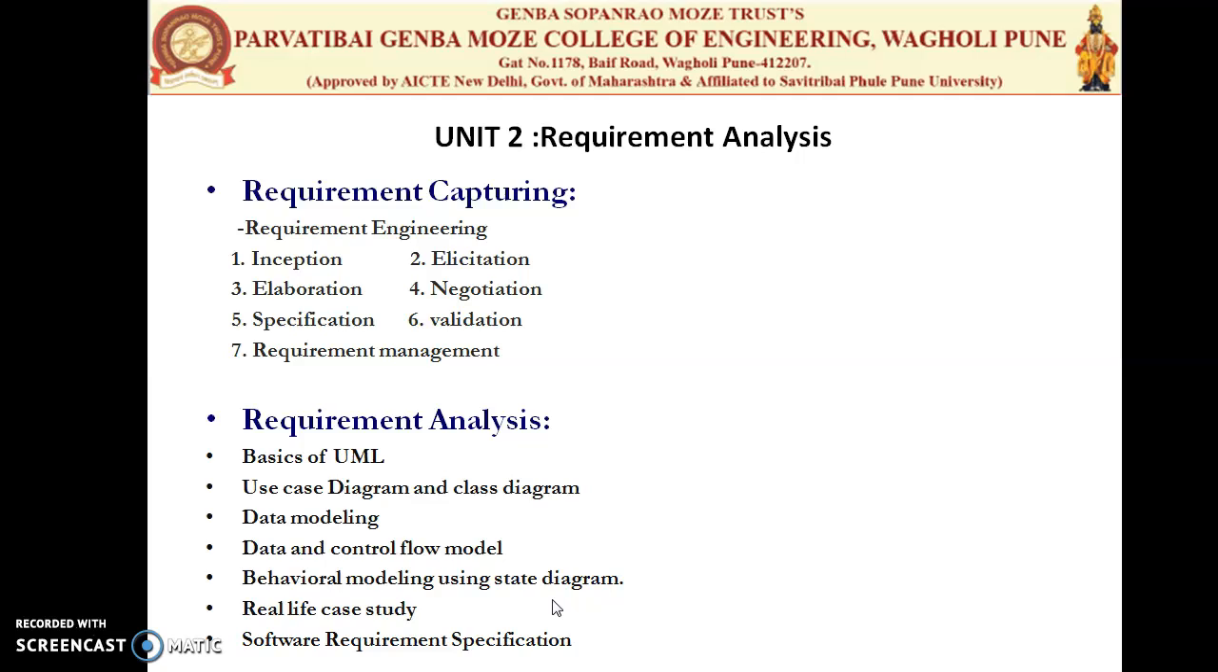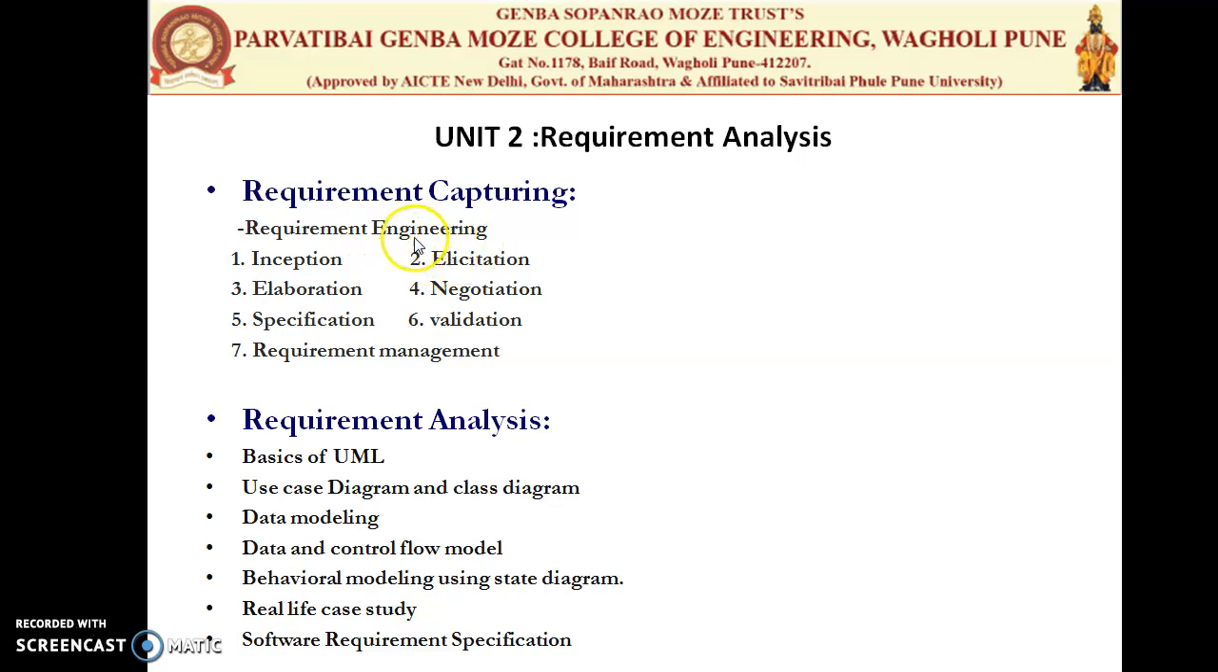So in this session, we are starting with Unit 2, that is requirement analysis. This second unit is divided into two parts. First is requirement capturing and second is requirement analysis. In requirement capturing, we are going to see the basics of requirement engineering.